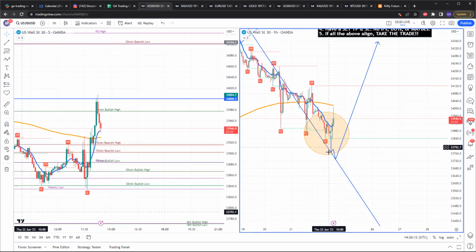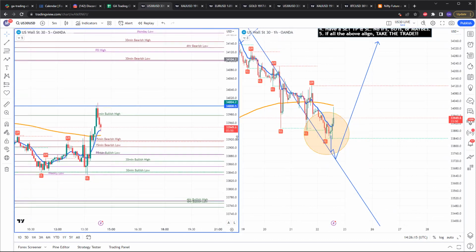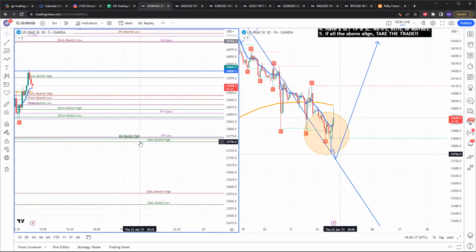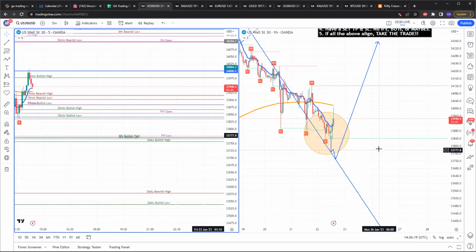So that's why I'm waiting for this trend line to get retested and price to hit this 4-hour bullish order block and daily bullish order block for me to then buy the trade. So that's how you can easily, comfortably enter into like a 1% trade or 2% trade.